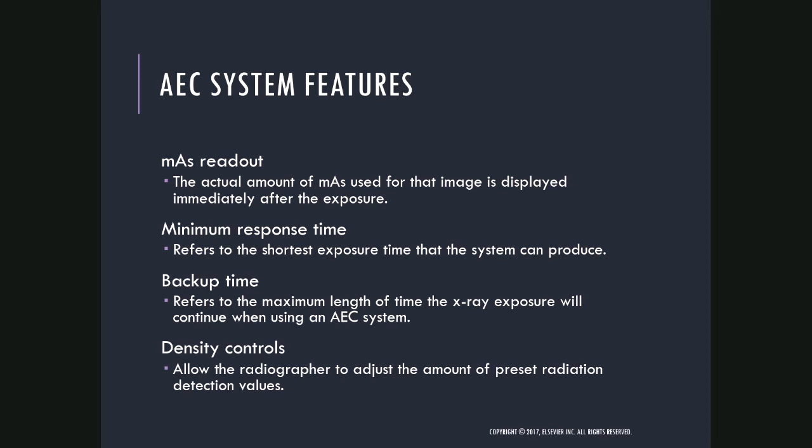That's what your density selection control looks like, and you can increase or decrease how much radiation is going to get to the detector. So if the machine is calibrated in such a way that it says, I need 1 million X-ray photons and then I'm going to cut this exposure off.